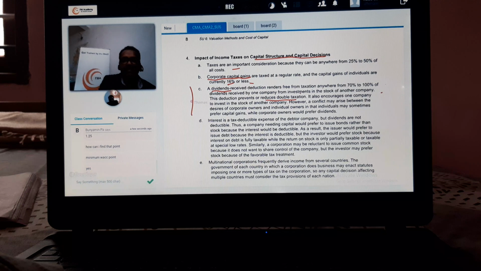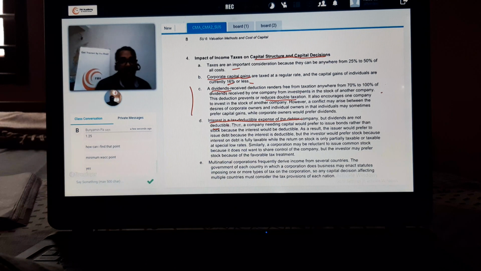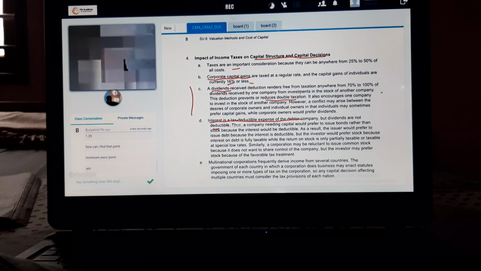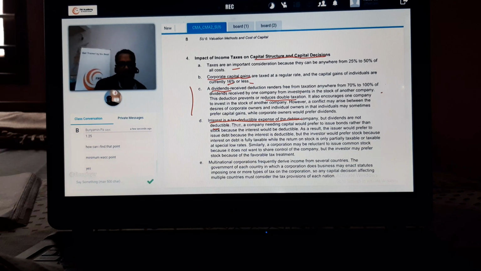The next is interest is a tax deductible expense. We know it. Dividends are not tax deductible. So there is a preference. The company would like to raise money through debt because it is cheaper. We have seen it. Debt is the cheapest out of the three. They pay interest, they can reduce the profit, and the reduced profit will enable them a lower tax outflow. But if they pay dividend, dividend is after taxation.